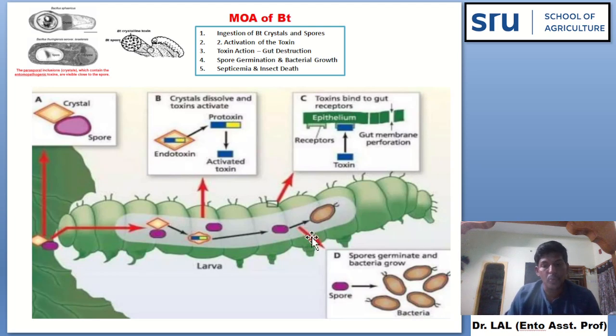And through these, the spores enter into the hemolymph, where they germinate and grow very fast as bacterial cells. These bacterial cells also release toxic substances and cause the death of the insect.